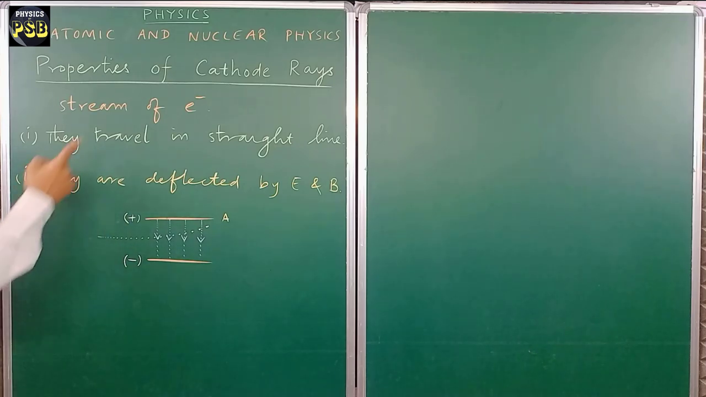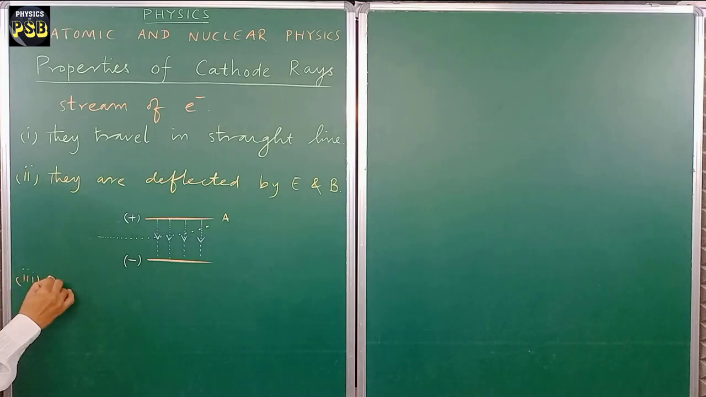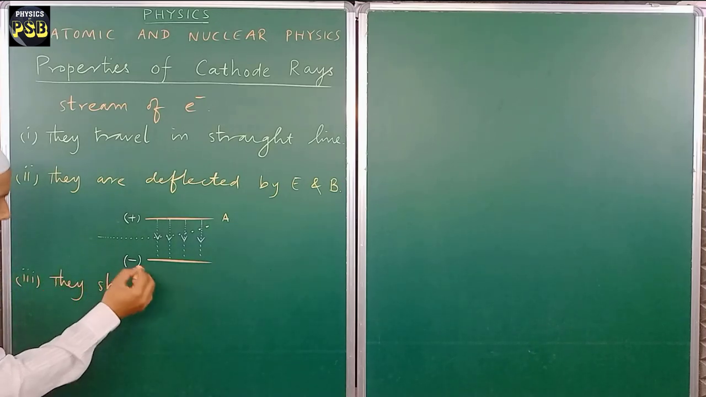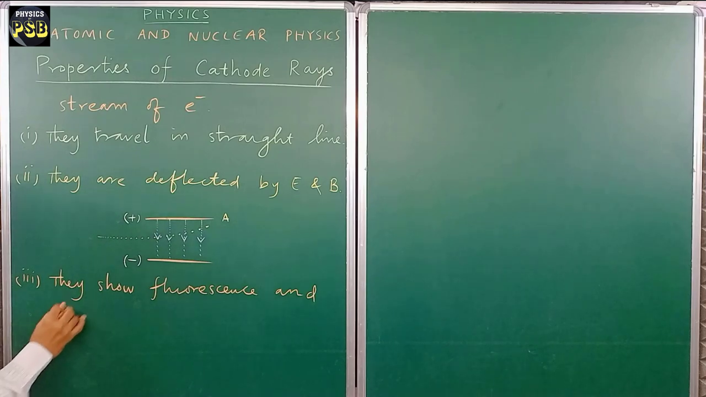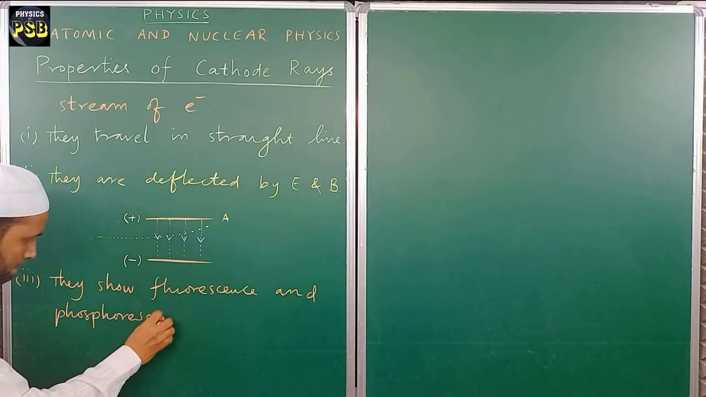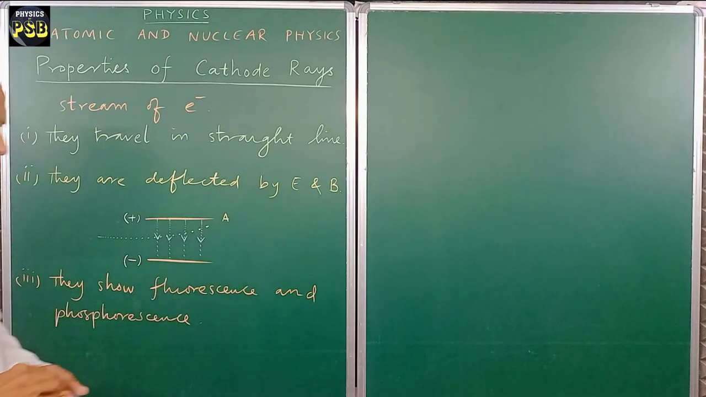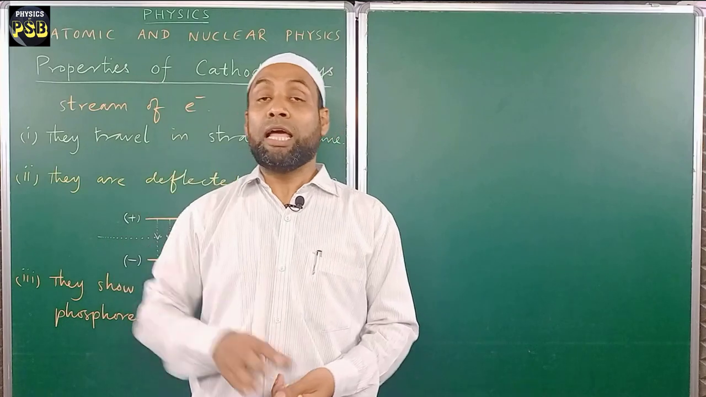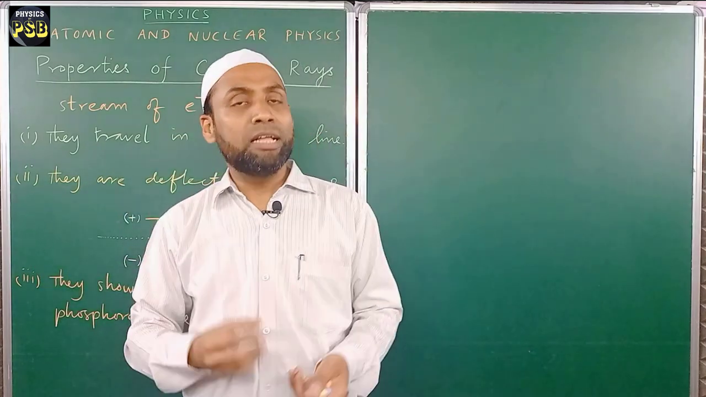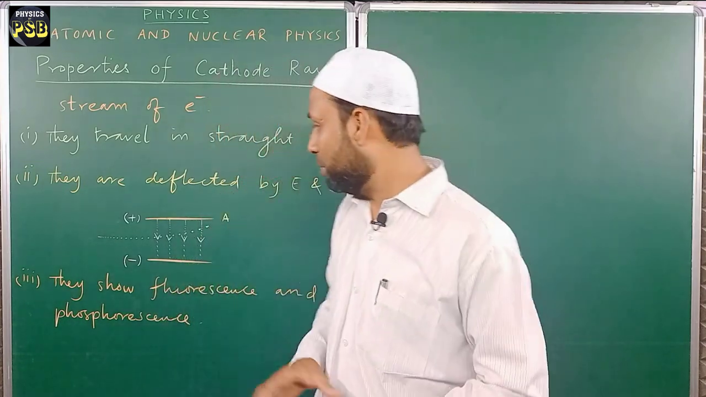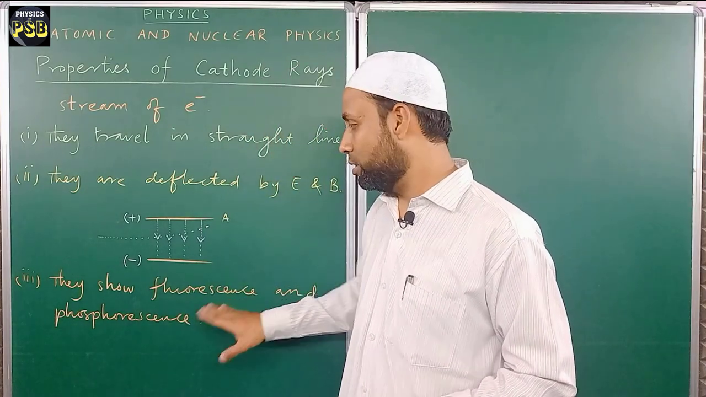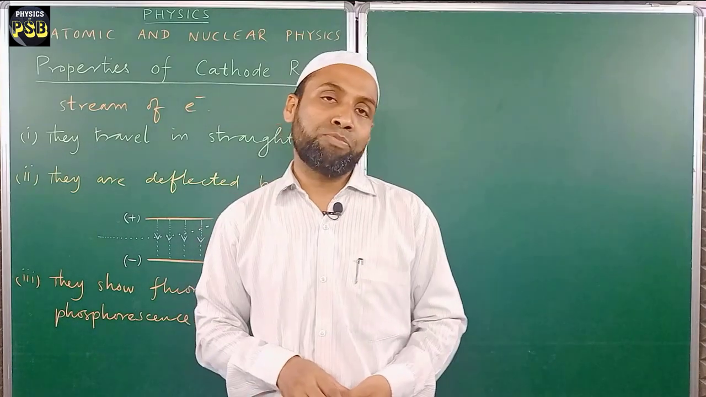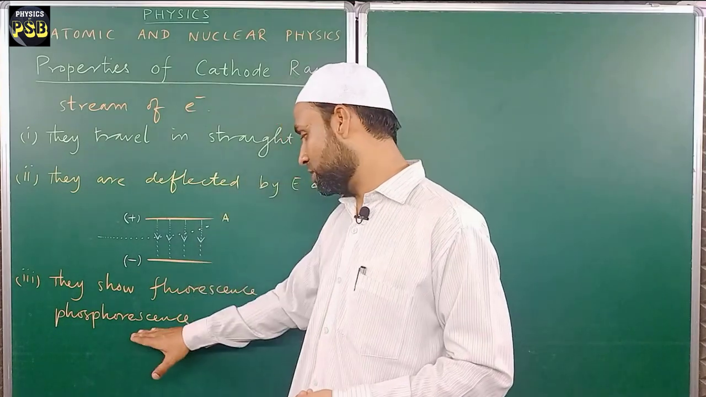It is found that cathode rays show fluorescence and phosphorescence. What are fluorescence and phosphorescence? See, there are certain substances like zinc sulfide. When invisible radiations like cathode ray fall on them, they glow. This glowing property of the material when it encounters some invisible radiation is referred to as fluorescence. And phosphorescence is nothing but delayed fluorescence. Another name for phosphorescence is delayed fluorescence.